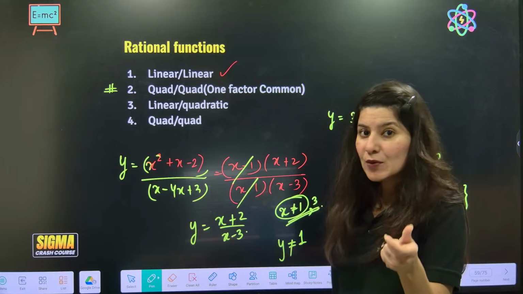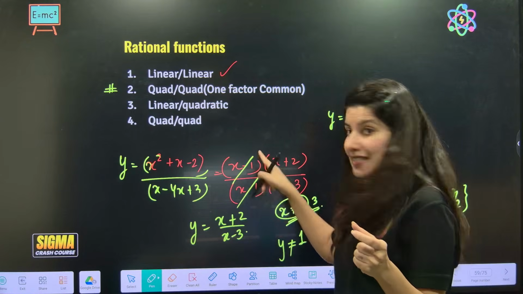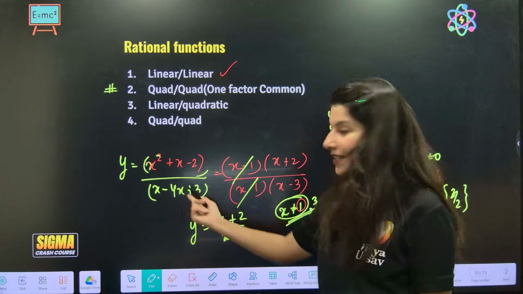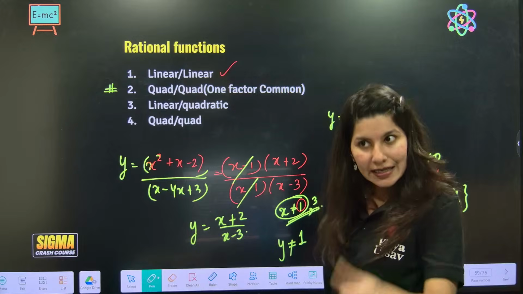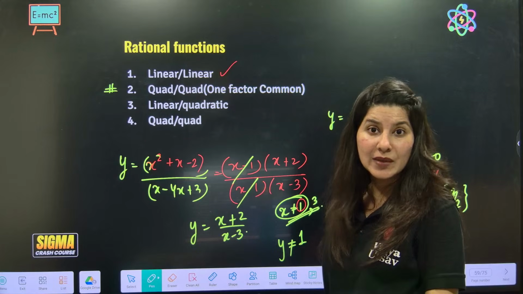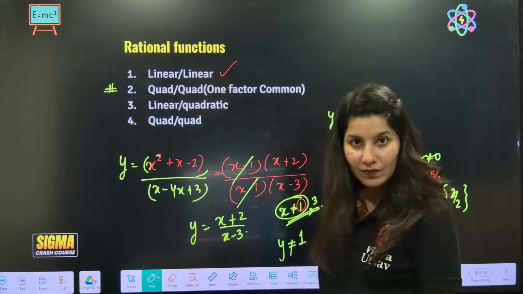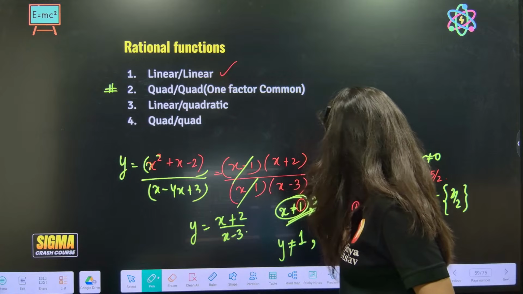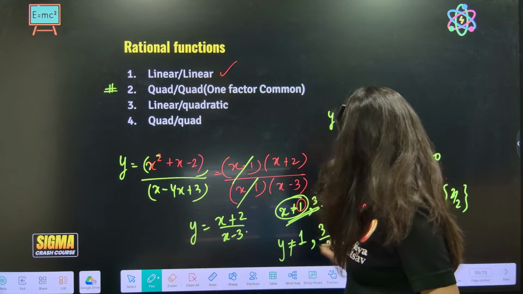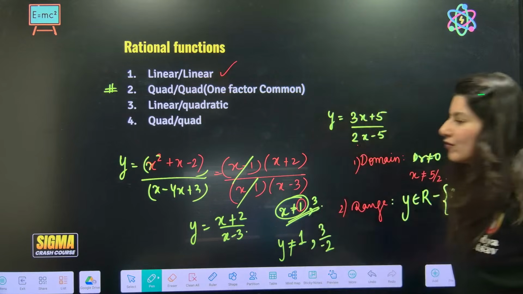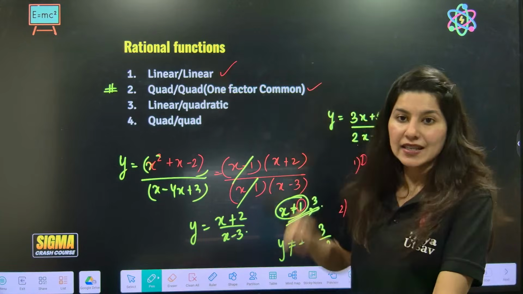But here is one more catch. You also removed x equals 1, so put x equals 1 in the reduced function and see what you get in place of y. If I put 1, the numerator is 1 + 2 = 3 and the denominator is 1 - 3 = -2. So y = -3/2 is one more thing you have to remove. So there is one additional step in the second category.